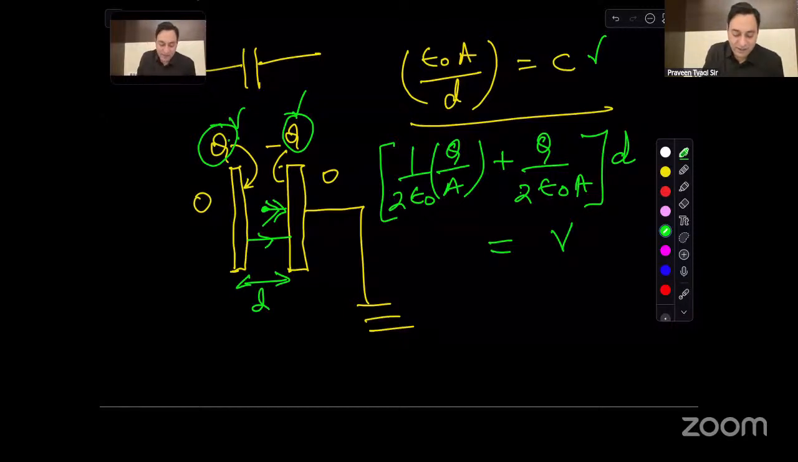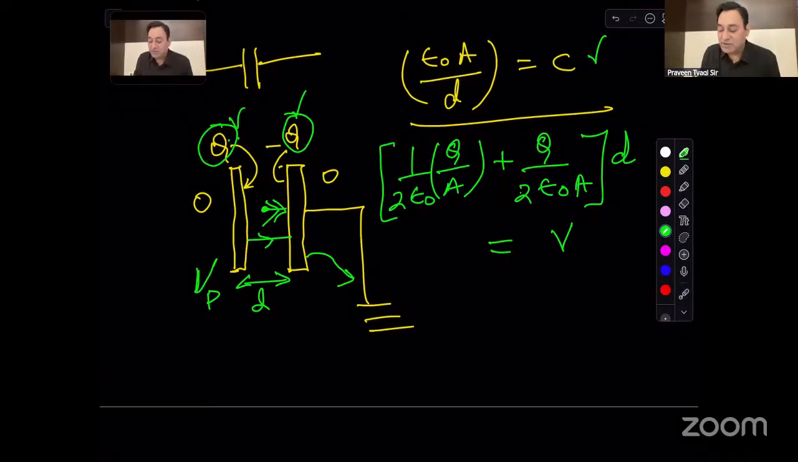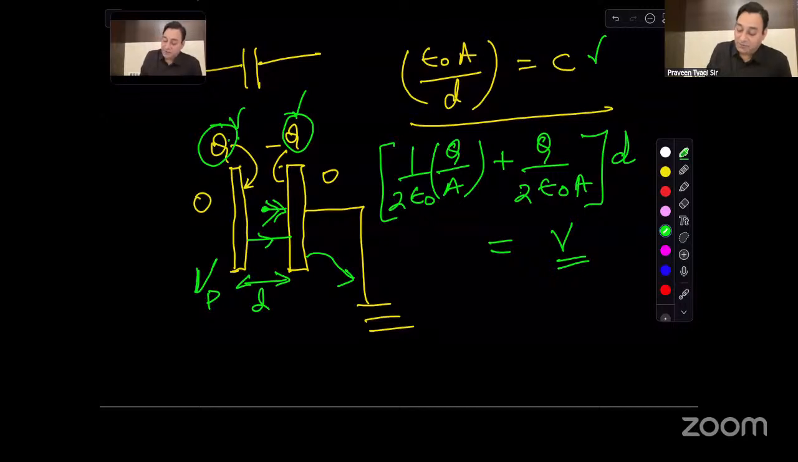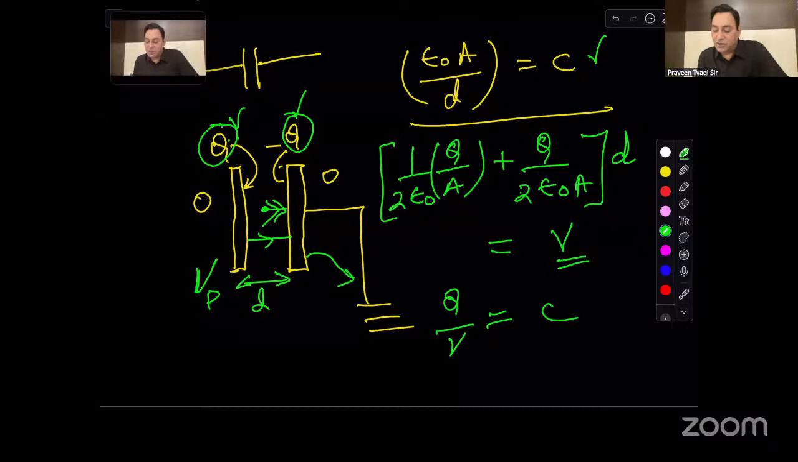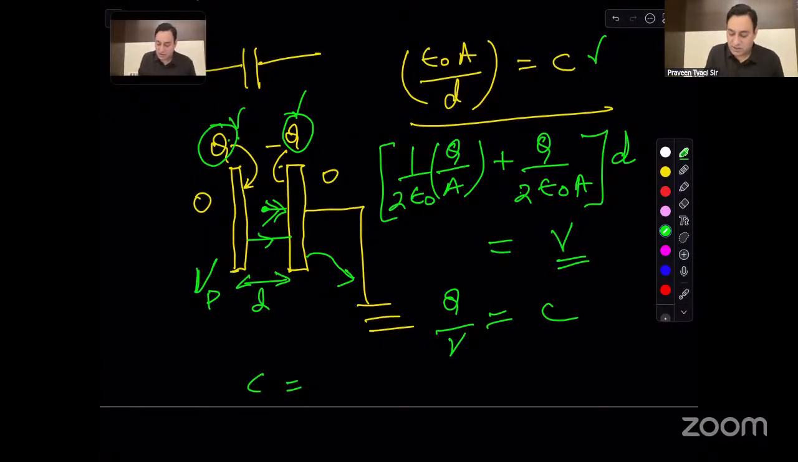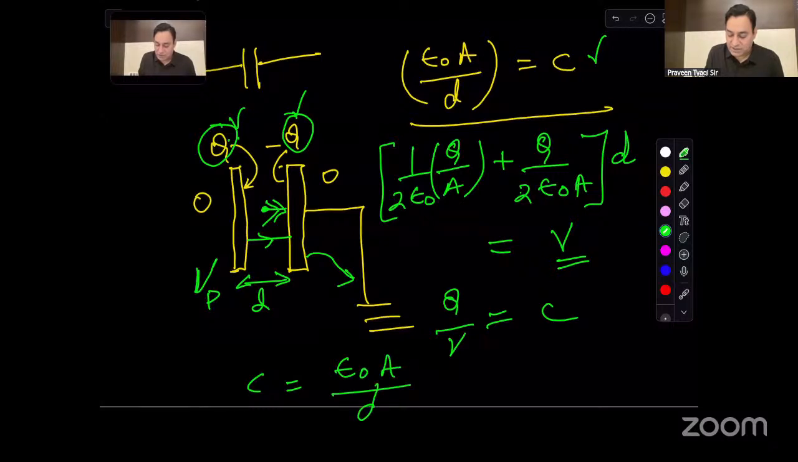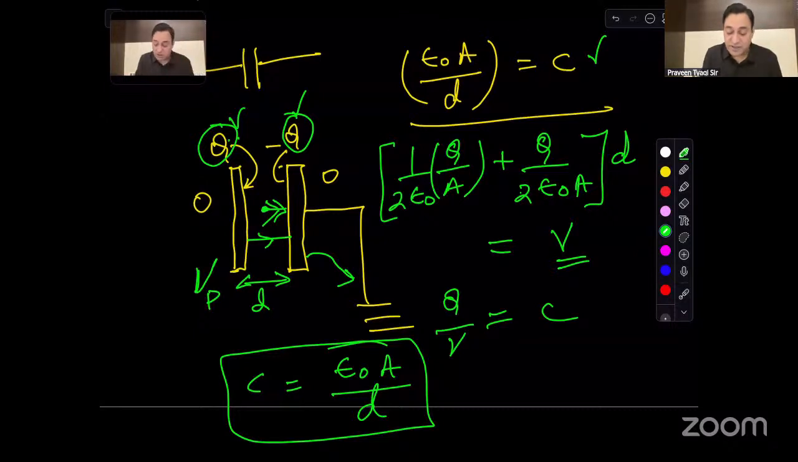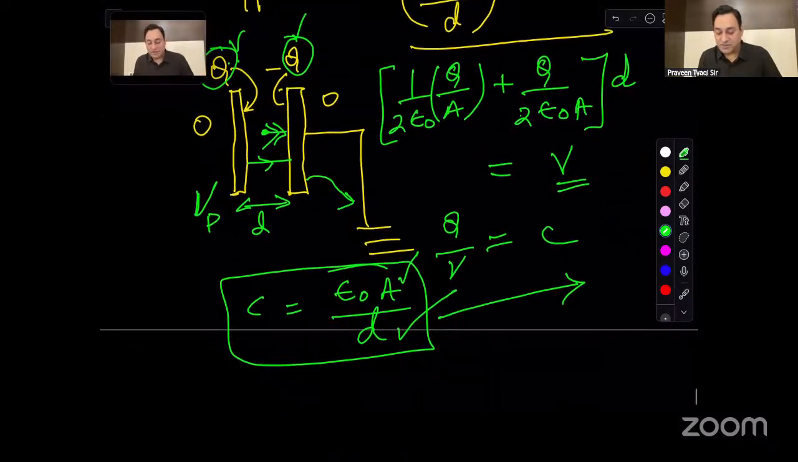V of this plate, and V of this plate is 0 because it is earthed. So the potential difference between the plates will be this. Now, we know Q divided by V will give us the capacitance. So capacitance will be Q by V. And when you solve this equation, you will get C is equal to epsilon naught A upon D. And you can see capacitance doesn't depend on the charge or the voltage. It depends on the geometry of the plates, area of the plates, distance between the plates, and this is the capacitance of a parallel plate capacitor.